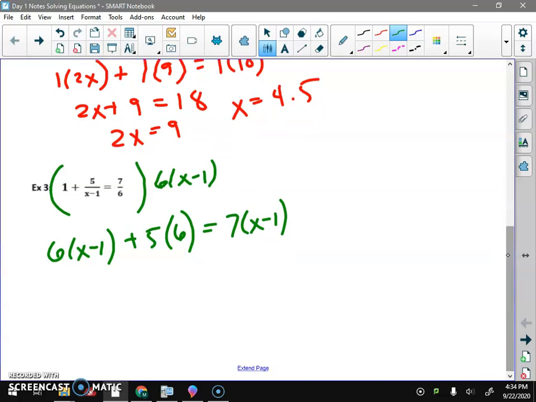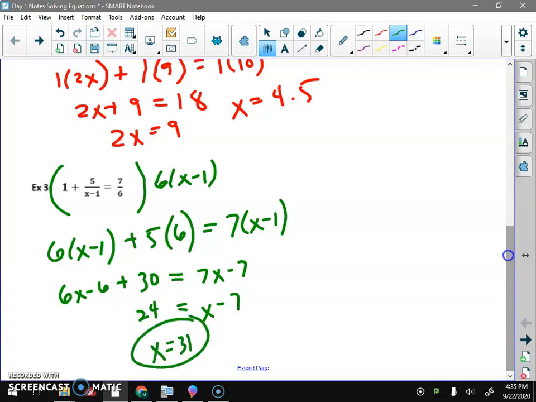Let's do some distributing. 6x minus 6 plus 30 equals 7x minus 7. Subtract the 6 over. x minus 7 equals 30 minus 6 is 24. Add the x over. x equals 31. You can check it all you want. Again, getting rid of those denominators. Being confident in higher level intermediate algebra. Solving those types of equations. All right, moving on.